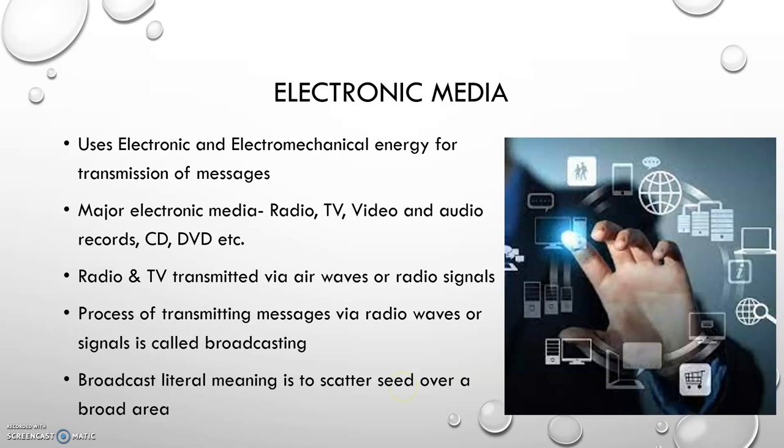Mass media that use electronic or electromechanical energy for transmission of messages are called electronic media. Major electronic media are radio, television, video and audio records, CDs, DVDs, etc. Of these, radio and television messages are transmitted via air waves or radio signals. The process of transmitting messages via radio waves or signals is called broadcasting.